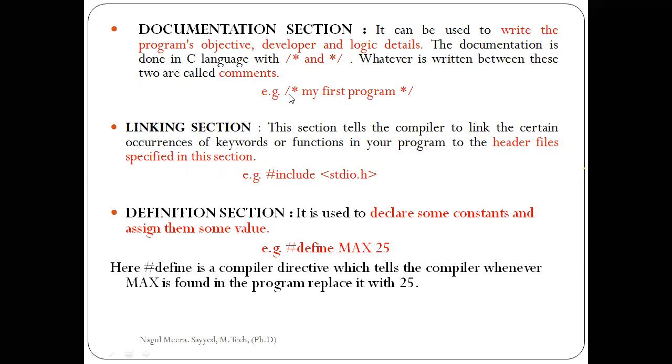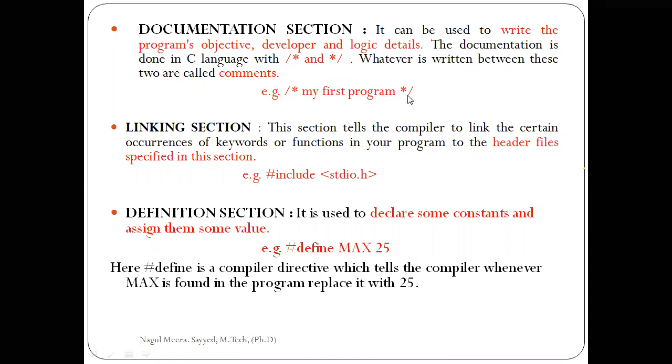For example, slash star, this is my first program. We can write anything here. So what is the main purpose of the program? That purpose we can simply write with this documentation section, which is the first section. So for example, this is my first program. This is the symbol only: slash star is the beginning, this is my first program, and star slash is the end.